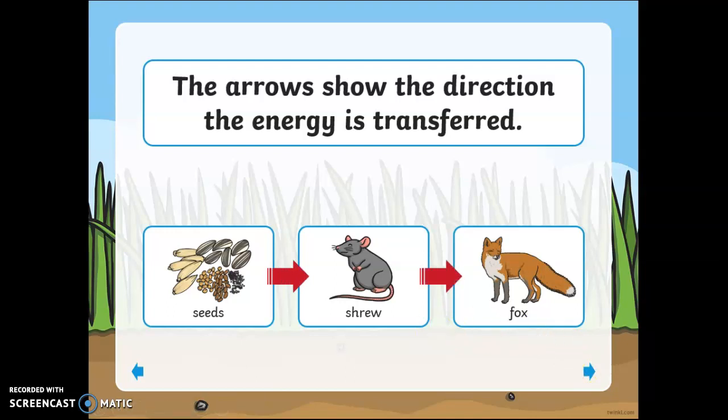So the reason why we eat food is to gain energy in order to do things like move and breathe. So the shrew eats the seeds to get its energy, its vitamins, everything like that. And then the fox eats the shrew for the same reason.